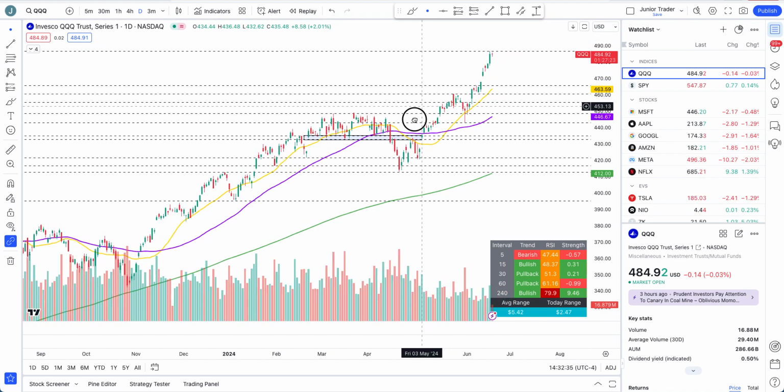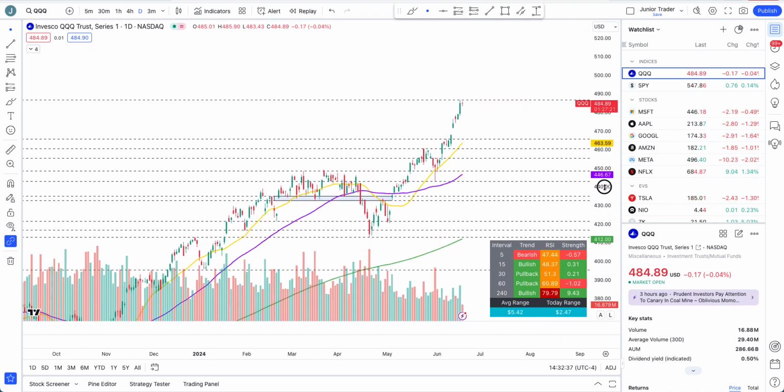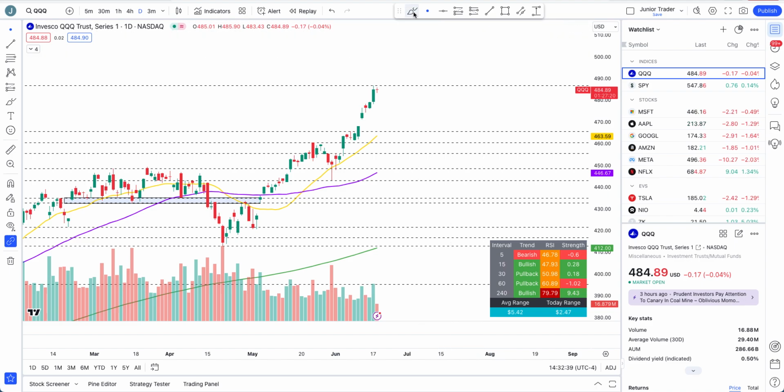All right, QQQ, it's still staying up there. Look at these extensions, you should take profits. I won't doubt if any cool-off may start to come, but that will still keep the structure bullish. That will be just intraday cool-offs or things like that, okay? Nothing more than that. Just keep that in mind.